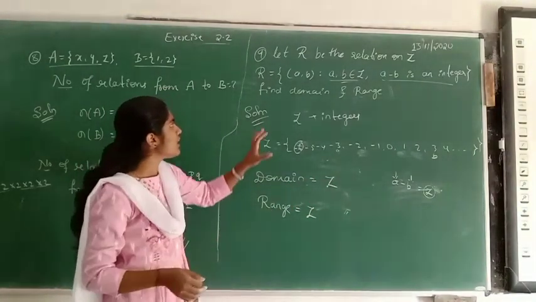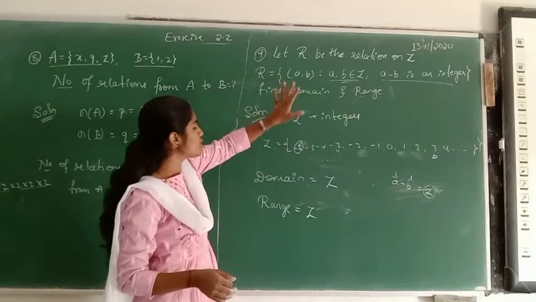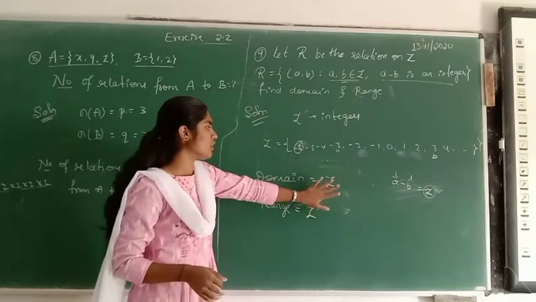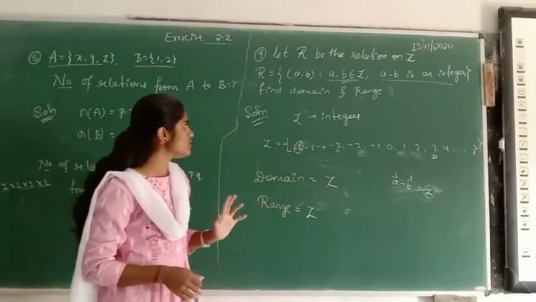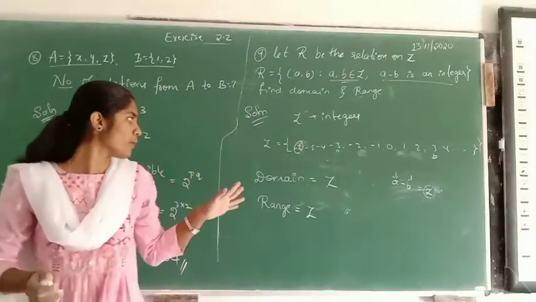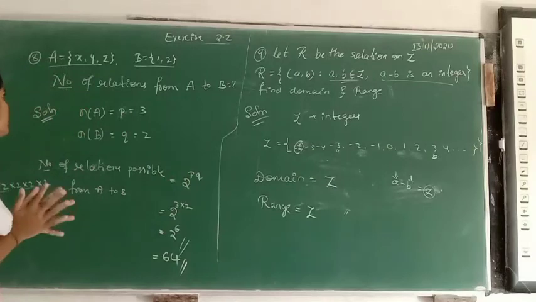So for this relation, the domain and range are both equal, that is Z equals Z. The set of all the integers is the domain and range for this relation.